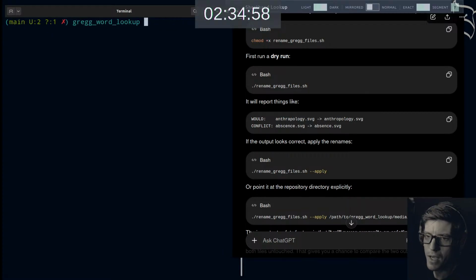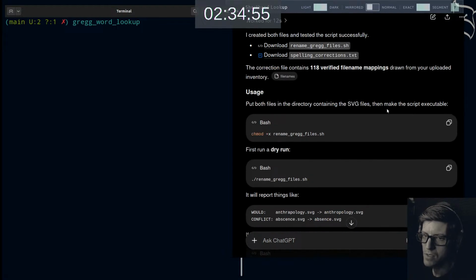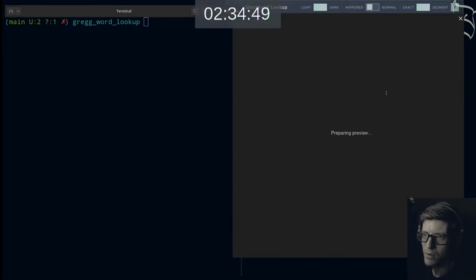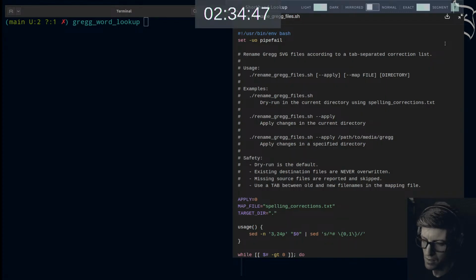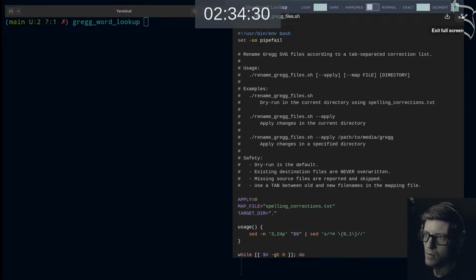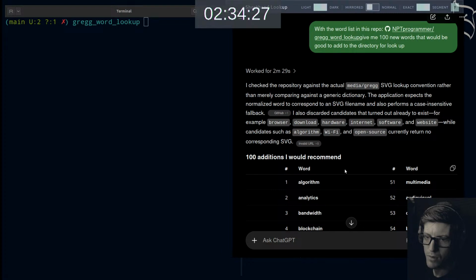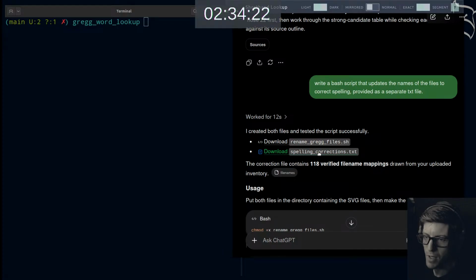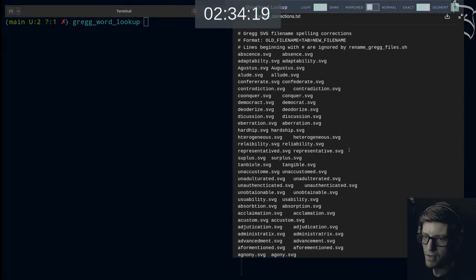So now we have a nice setup to work with. Okay, so what we'll do is we need to download the SH scripts, and we need to download the, there we go, so we have rename greggfiles.sh, so I'll just make sure that I put that in the correct directory, and we also need to download the, there we go, exit full screen. I also need to download the corrected words, okay, the spelling corrections. All right, so it gives me the listings right here.